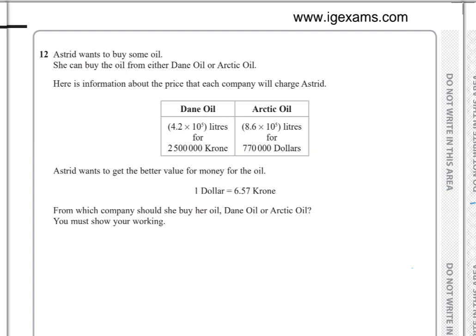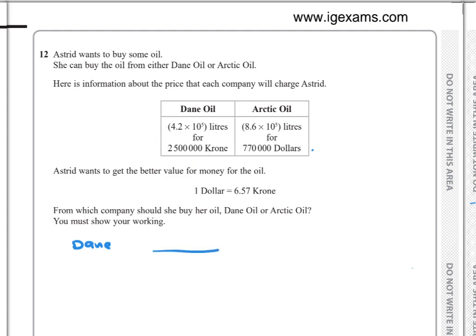For Dane Oil, we have the price for 4.2 times 10 to the power 5 liters is 2,500,000 kron. For Arctic Oil, the price for 8.6 times 10 to the power 5 liters is $770,000. Now the first step to compare between them, we need to find the price of 1 liter from Arctic Oil and Dane Oil. So for Dane Oil, the price for 1 liter, you have to divide the total cost by the number of liters.